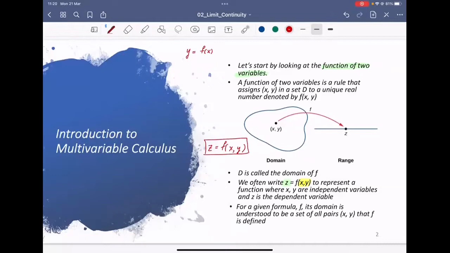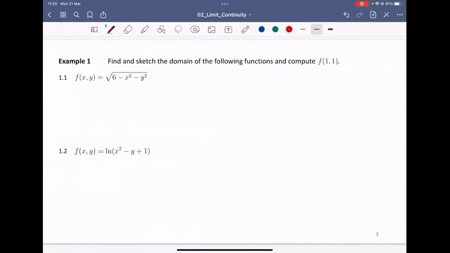Let's take a look at an example. Example 1: let's find and sketch the domain of the following functions, and also compute f(1,1). You see here, this is a function of two variables, f(x, y), so you need two inputs. Input number 1 is x, input number 2 is y. After you plug in x and y to this function, you're gonna get one number, that thing called c. You don't see the output yet, but here the question asks you to find the domain and sketch it first.